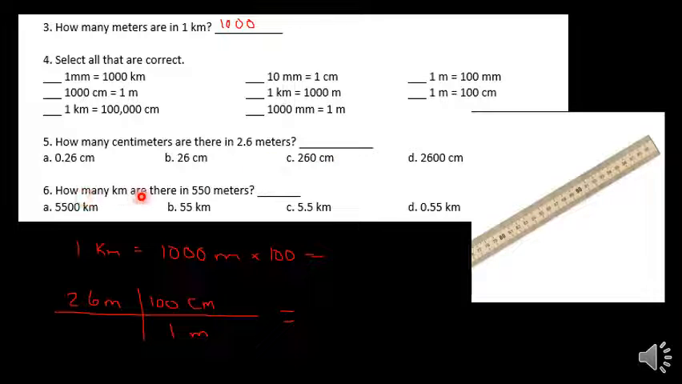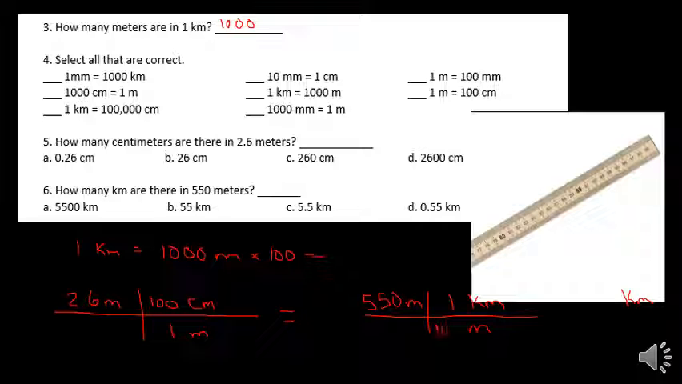Same thing with this one. How many kilometers are there in 550 meters? If I wanted to convert 550 meters to kilometers, I want to get kilometers at the end. I just draw a little grid line. I'm going to put meters on the bottom because I'm trying to get rid of it, cancel it out, and kilometers on the top because that's what I'm trying to get to. Then you put the unit conversion where 1 kilometer equals 1,000 meters. And then you just solve.